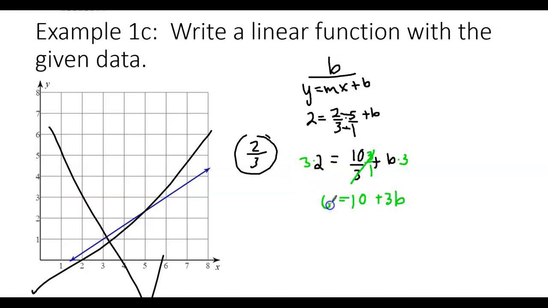And then here we have 6. Now, that's the trick. So if you ever have a fraction you want to get rid of, just multiply everything by the bottom number, and that will cancel the fraction out. And then from there you just solve what's left.